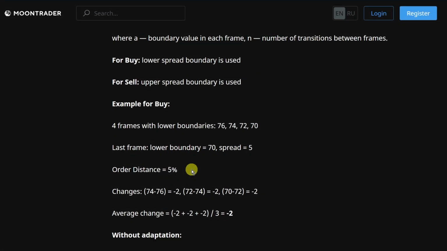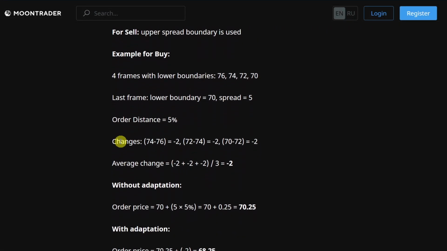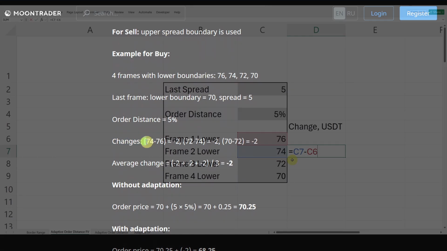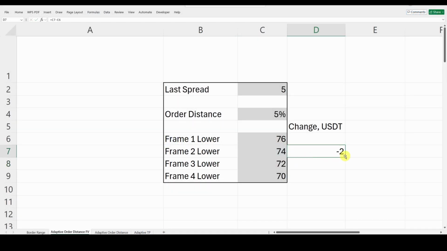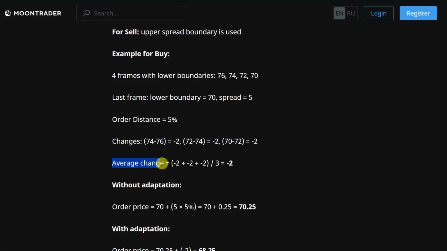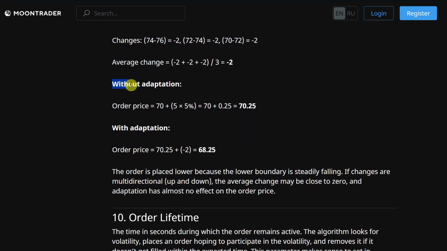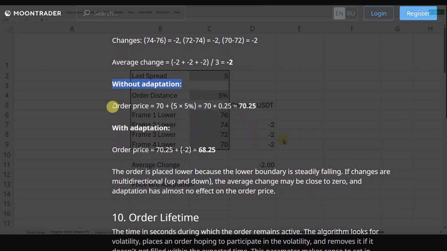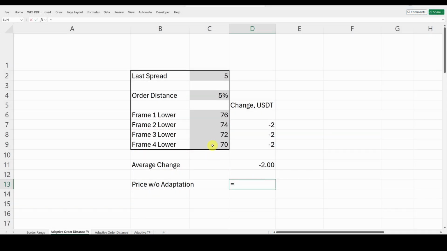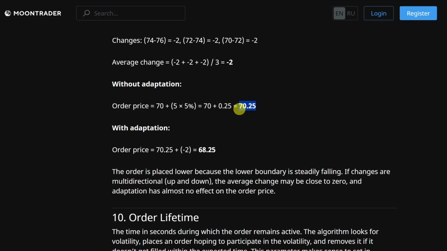Then they do a frame-by-frame calculation of the changes between frames. Okay, got that. Each change is minus 2 USDT. The average change, obviously, is also minus 2 USDT. Now they calculate the order price without the adaptive option. Let's follow that. To the most recent lower boundary price, we add the product of last spread and order distance, and we end up with 70.25 USDT as the order price.